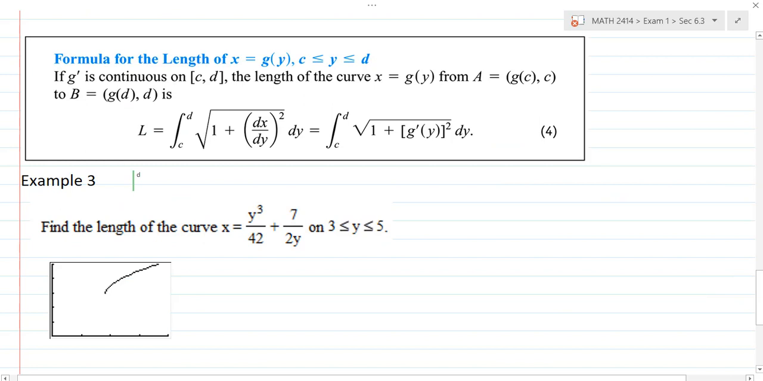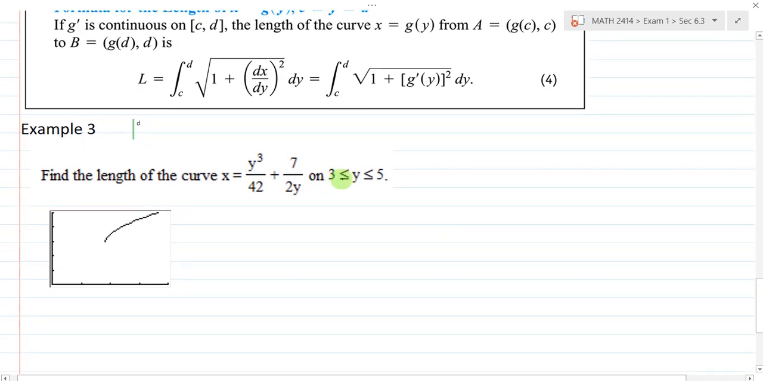Now, what if we have a curve where x is a function of y and we're integrating along the y-axis? Well, we've just swapped our variables is all. And so instead of having a dx, we'll have a dy. Instead of the derivative being f prime of x, we'll have g prime of y, or dx/dy. We take the derivative with respect to y. That's the only thing that's going to change.